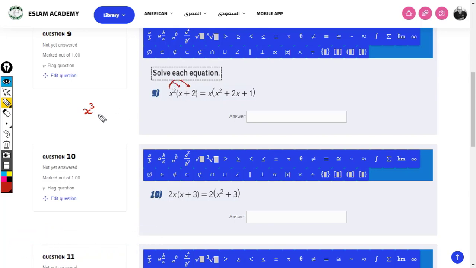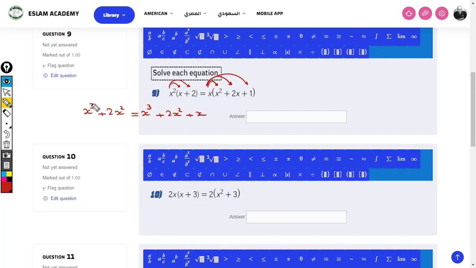x power 2 times 2 will be equal to positive 2x power 2. Just write the equal sign. x multiplied by x power 2 will be equal to x power 3. x multiplied by 2x will be 2x power 2. x times 1 will be equal to x.